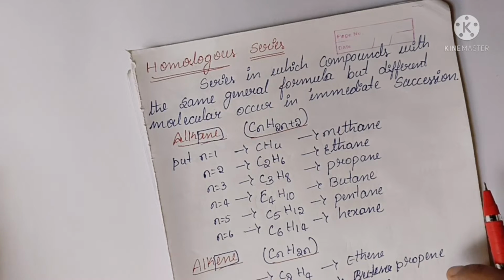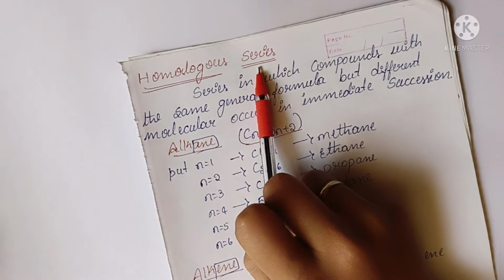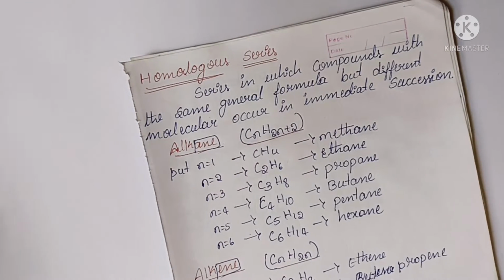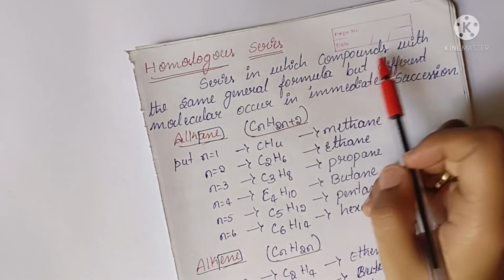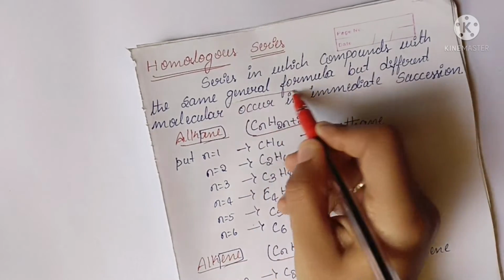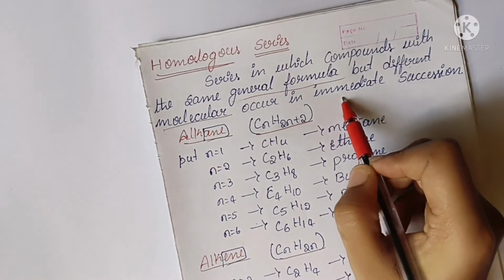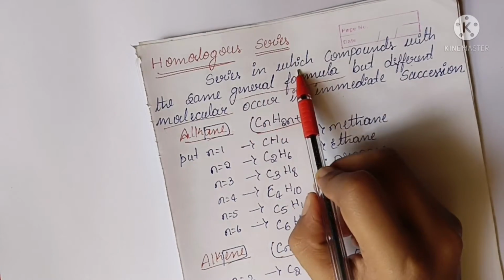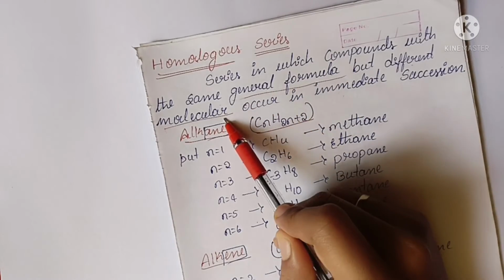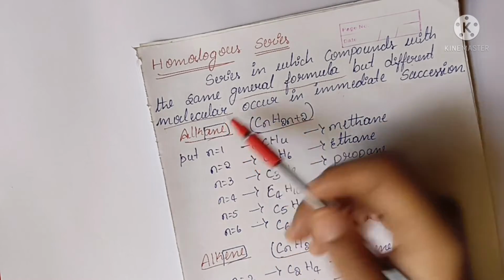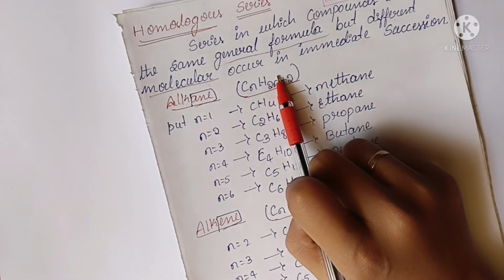So today we are going to discuss the homologous series, the continuation part of the carbon compounds chapter. The definition says that a series in which compounds having the same general formula but different molecular formula occur in immediate succession. See, by giving an example, you will understand the definition clearly.